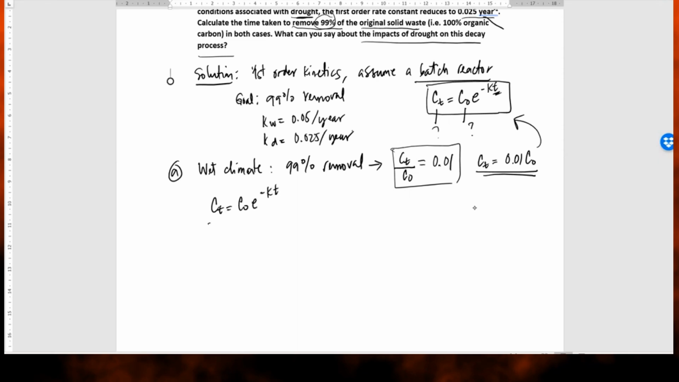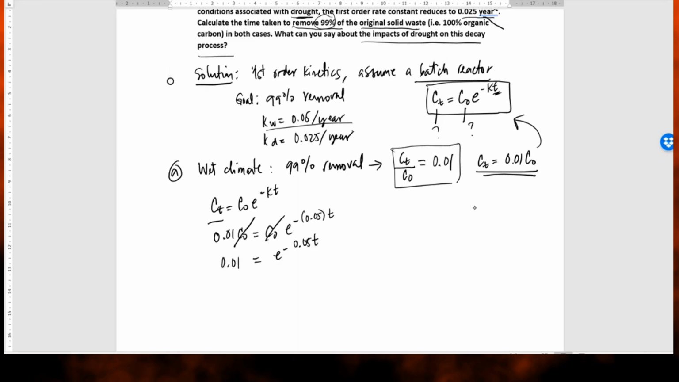So C sub T is 0.01 C naught, which is equal to C naught e to the minus K. The wet condition K is 0.05 times T, which is the one that we're looking for, the time. All right, so C naught is canceled, and then it becomes 0.01 equal to e to the minus 0.05 T.